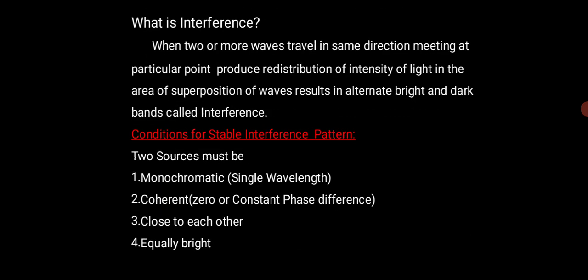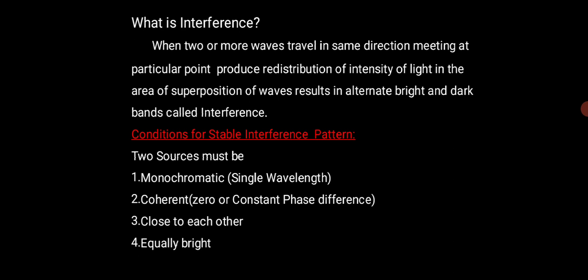Then coming to the first point, what is interference? That you have studied in 12th standard. When two or more waves traveling in the same direction meet at a particular point, they produce a redistribution of intensity of light in the area of superposition of waves, resulting in alternate bright and dark bands called interference.